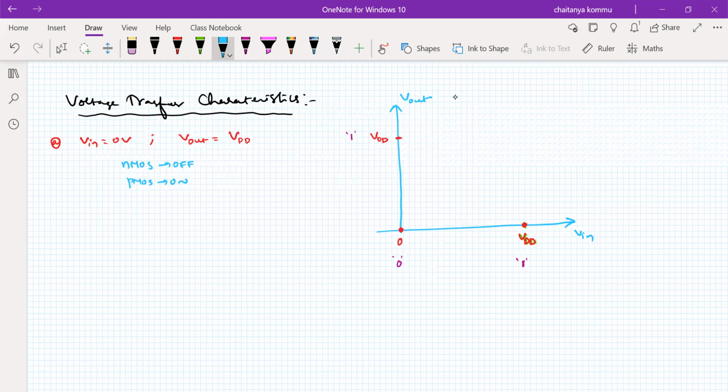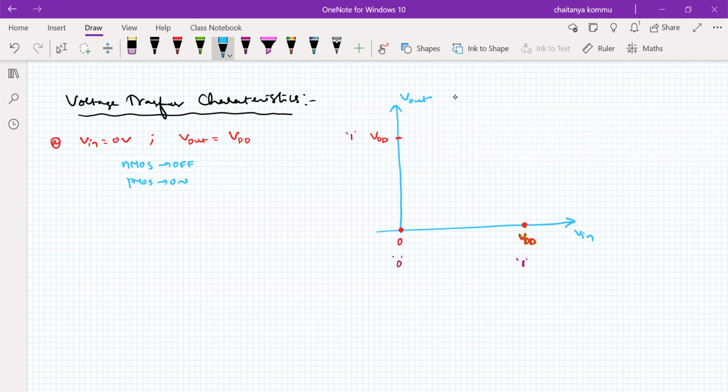When the Nmos transistor is on, Vout maintains VDD, that is, as long as the Nmos is off, this is maintained. Otherwise I can say that as long as Nmos is off, this is maintained.